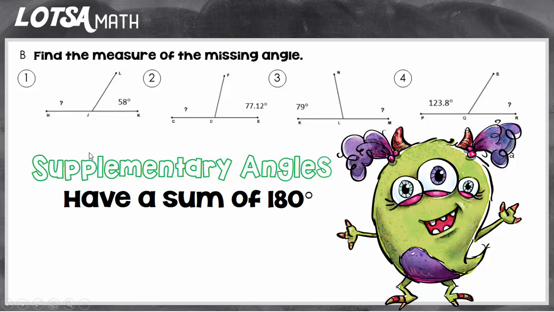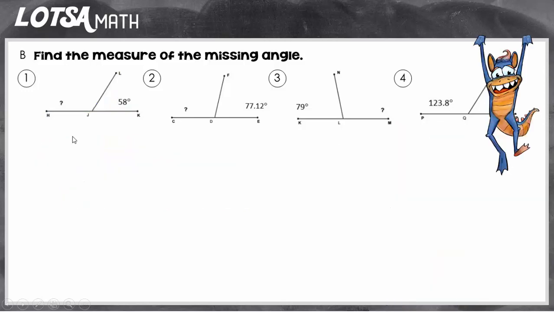When you have supplementary angles, it's really just going to look like a straight line across the bottom that's been bisected by a ray or a line segment. And that's because supplementary angles come together to make 180 degrees. And remember, 180 degrees is just a straight angle. So let's look at some examples on how we would do this.